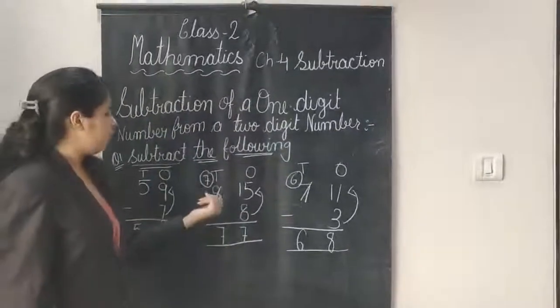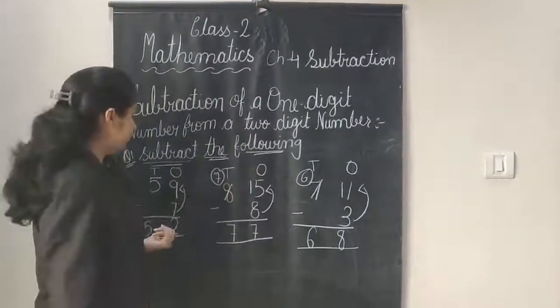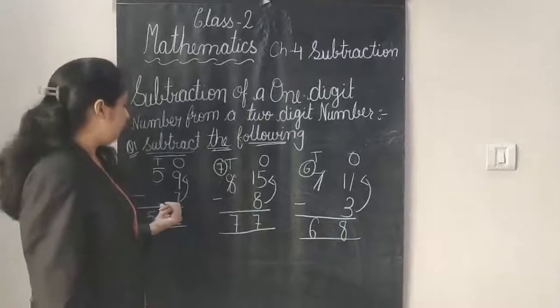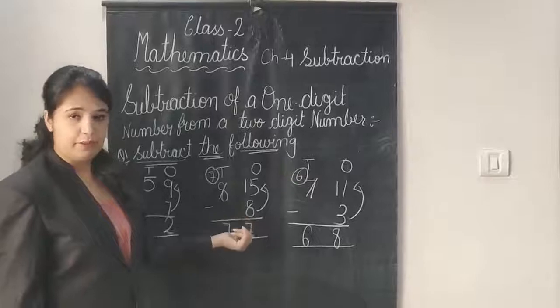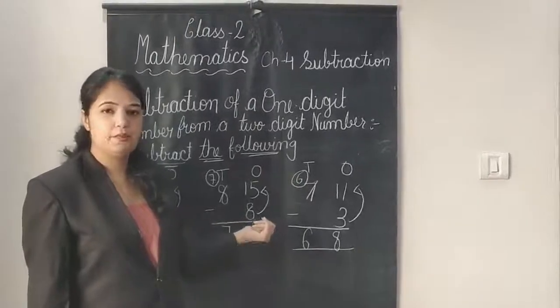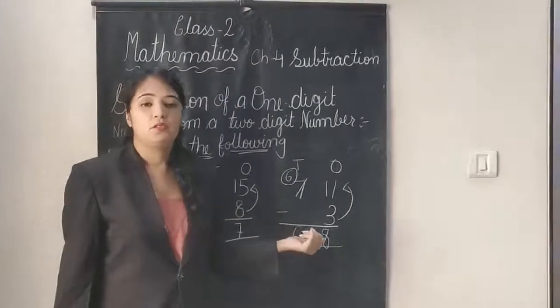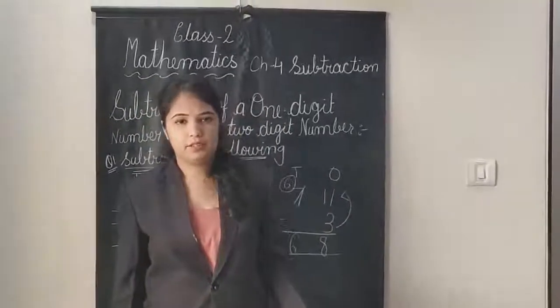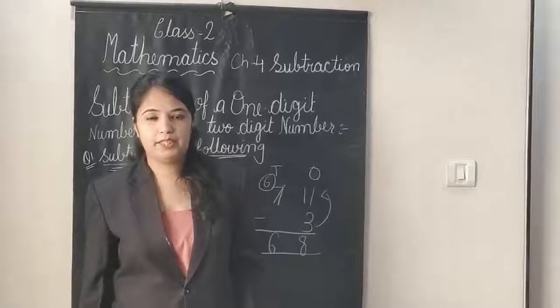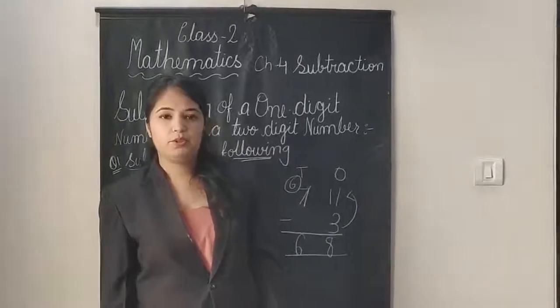So this is the concept of subtraction without regrouping and subtraction with regrouping. That is also known as borrow sums, right? So here we have understood the concept of subtraction and we have done exercise question number 1, right students?